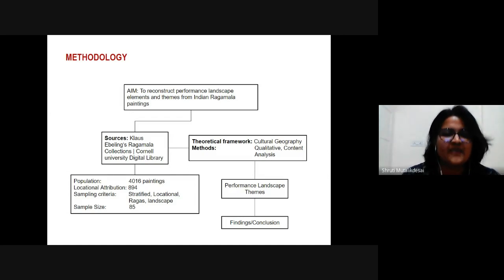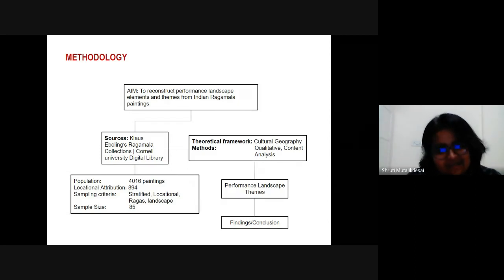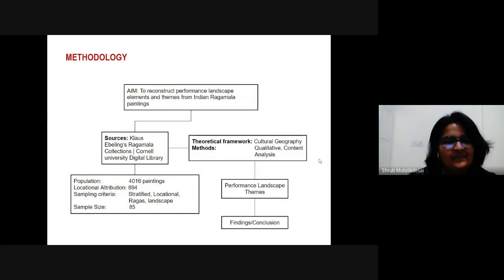Ragas, basically we tried to include paintings which are depictive of various ragas. And we also tried to keep in mind that it should be representative of the various landscapes that we wanted to discuss. The larger theoretical framework under which the study sits is that of cultural geography. And the concept that we are relying on is the concept of cultural landscapes, because performance landscapes are a form of cultural landscape, and that will be explained in detail by my colleague.